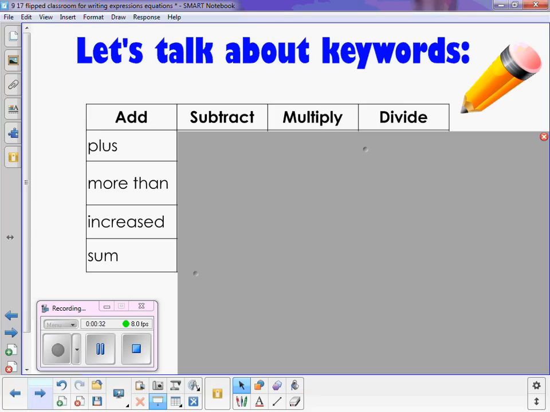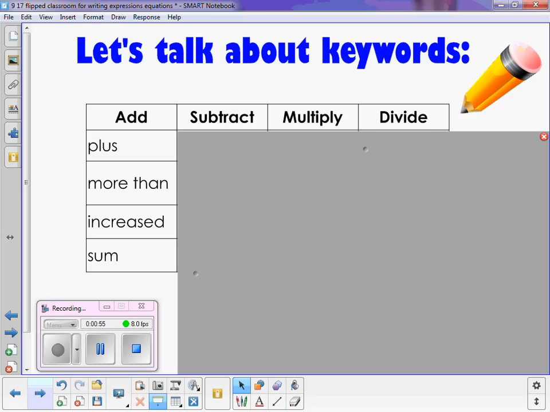Okay, so we're going to be talking about how we write expressions and equations from words into an algebraic expression or equation. So you need to draw this chart in your spiral. It needs to be 5 rows by 4 columns. And each column title needs to be the 4 operations: add, subtract, multiply, and divide.